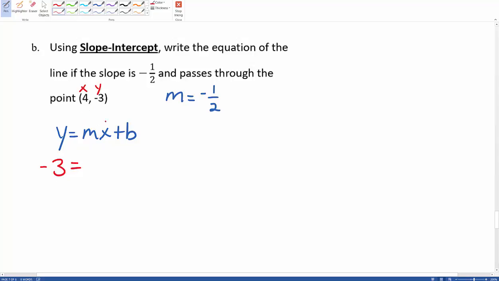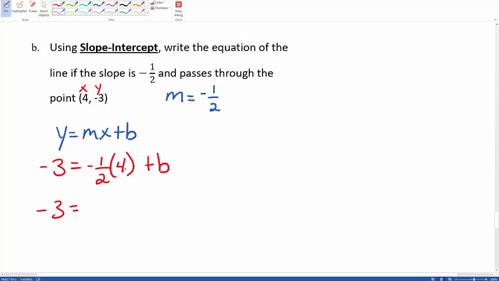Equals, we know our m value, it is negative a half. And we also know our x value, here it is, 4. Currently, we have no idea what b is, but we can at least find it out by plugging in our x, y, and our m into our slope-intercept formula. So when we do that, we have negative 3 is equal to negative a half of 4.